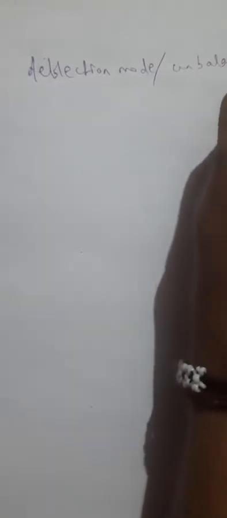Hello everyone. In this video, I will discuss the unbalanced condition of strain gauge Wheatstone bridge circuits. The unbalanced mode is also known as deflection mode, or unbalanced condition. There are three cases.